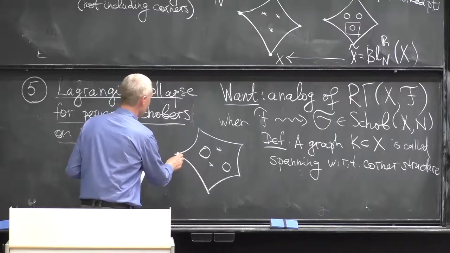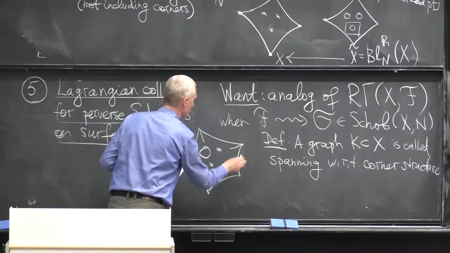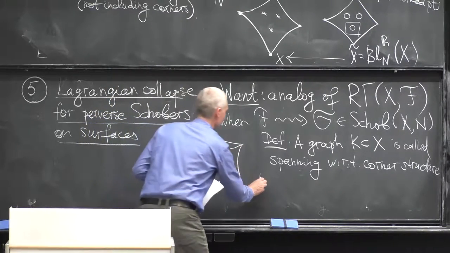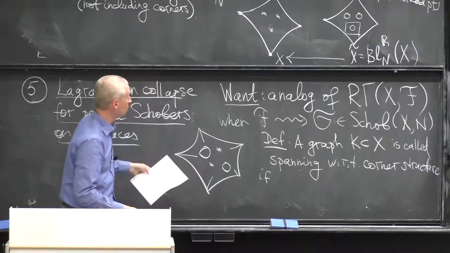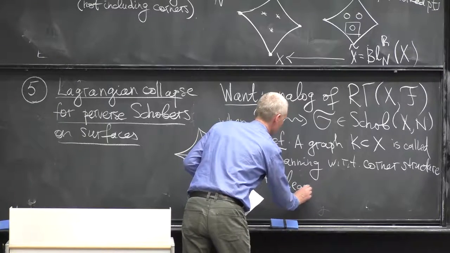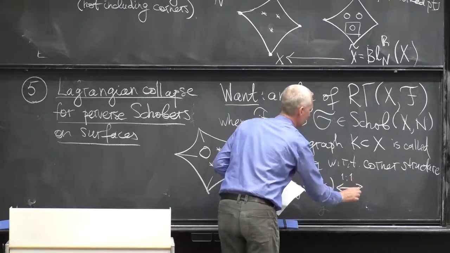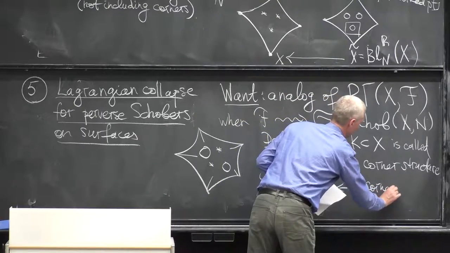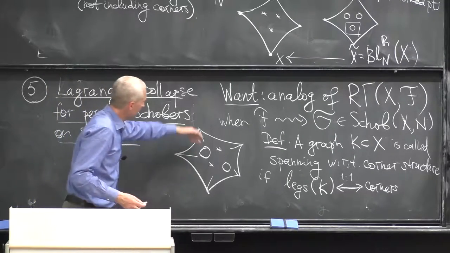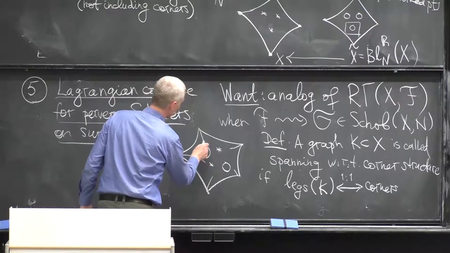It is spanning if it has a sort of legs which terminate in the corners in a one-to-one way. And apart from that, it's the same as for surfaces with boundary. If legs of K terminate in one-to-one way in the corners. In particular, if a surface with boundary but no corners, then we simply say that the graph doesn't meet the boundary. So in this picture, it will be something like this.